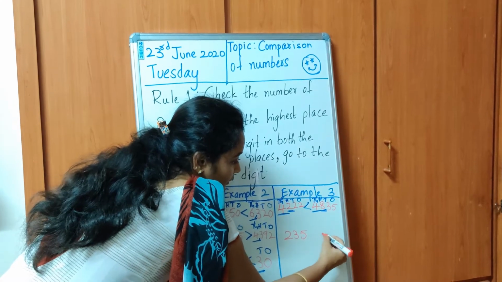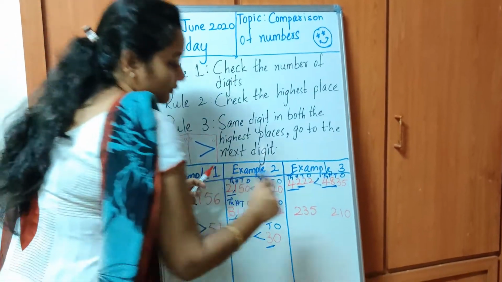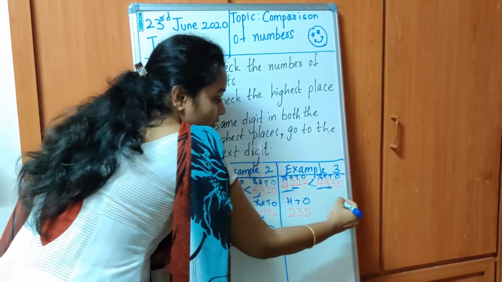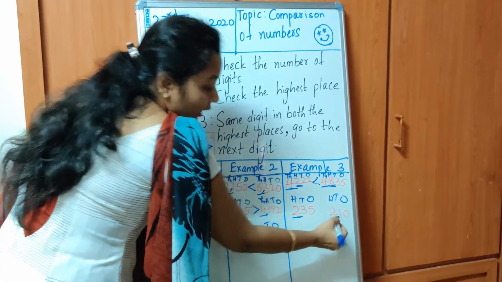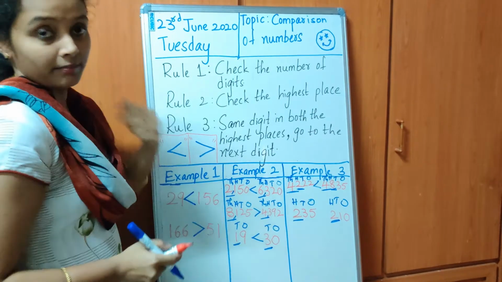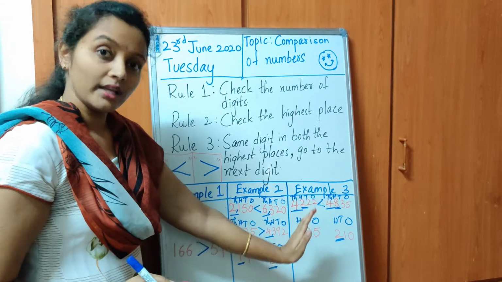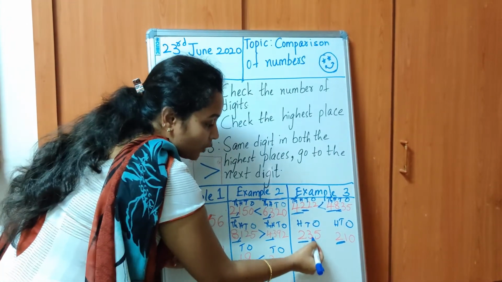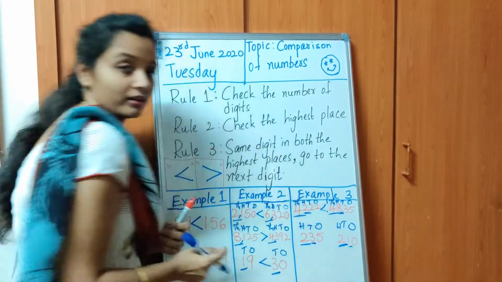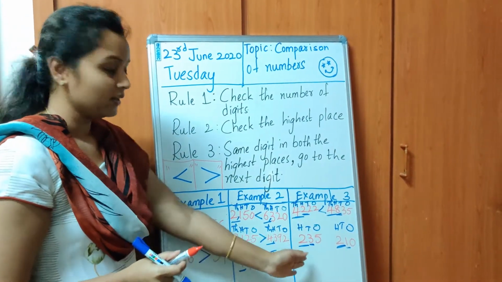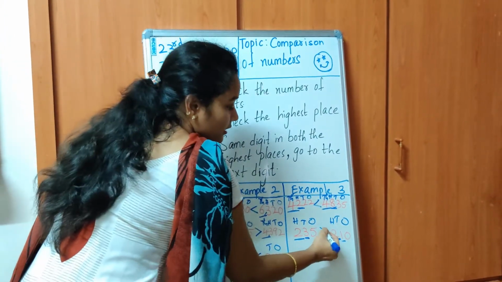235, 210. Again, ones, tens, hundreds. Both highest place digits are the same. Here it is 2 and here it is 2. When it is the same, you have to go to the next number. So the next place is what? Tens place. How many tens are there? 3 tens. Here 1 ten. So which is the greater number? 235 is greater than 210.